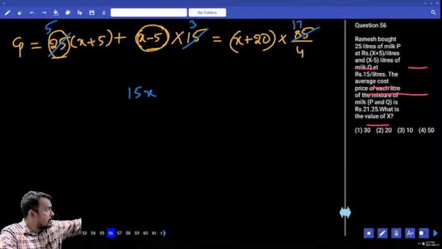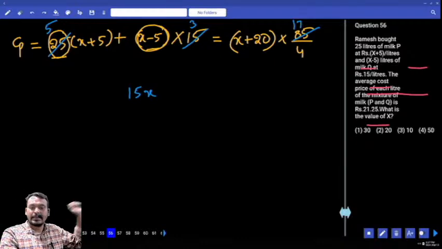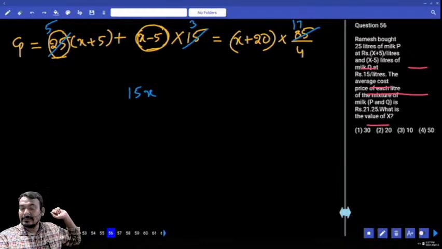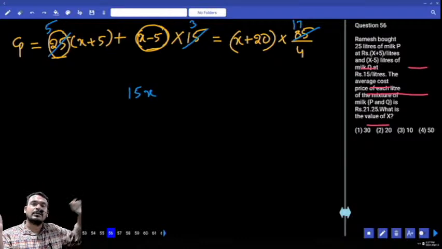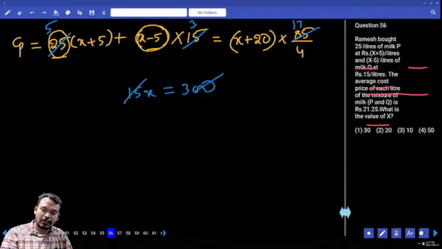Next, again left hand side, 5 5s are how much? 25. 5 3s are 15. Difference is plus 10. Plus 10 into right hand side denominator 4. 4 10s are 40, or not? Next, again right hand side, 17 into 20, 340. 340 and 40, difference is 300, or not? 15x equal to 300. Then x equal to how much? 20, or not?